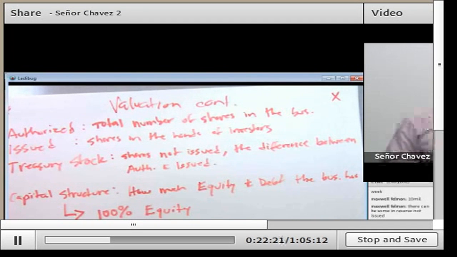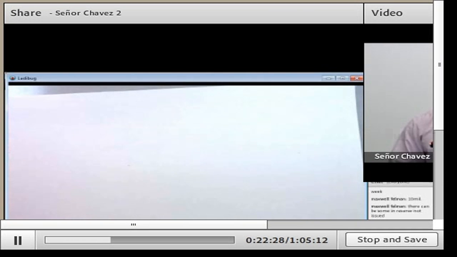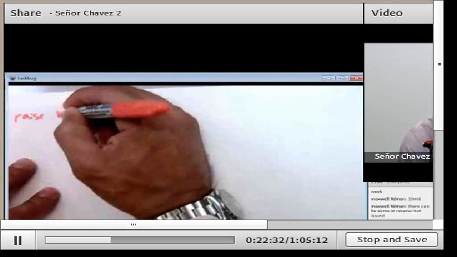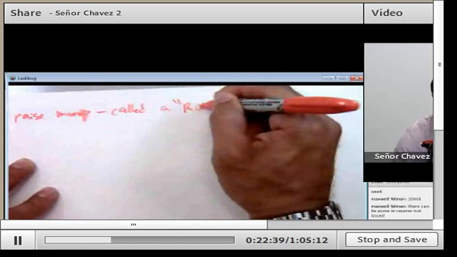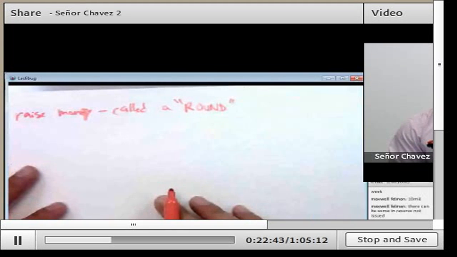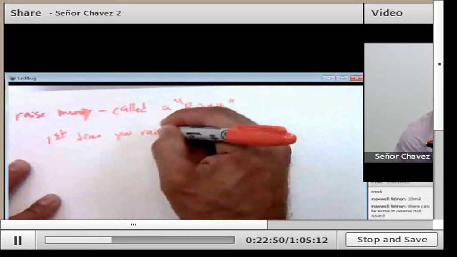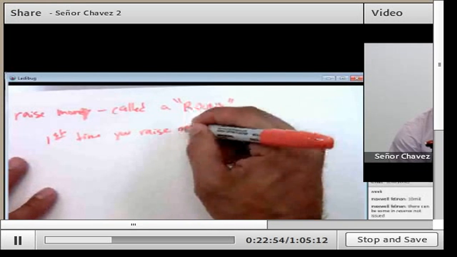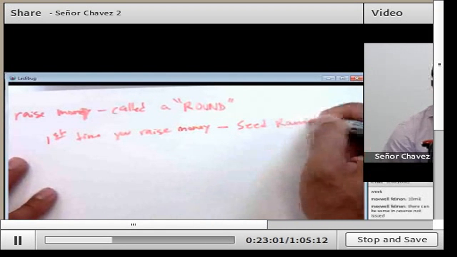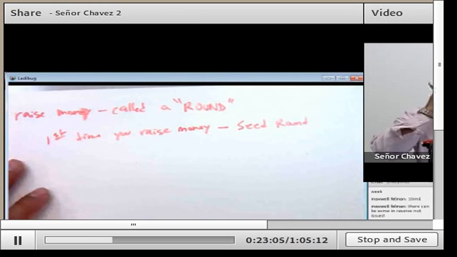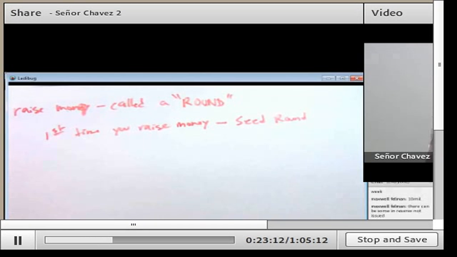Now, every time you raise money, it's called a round. Now, the first time you raise money, and this may be from the founders, it's going to be called the seed round. There are several interchangeable terms. But the first time you raise money to start your business, it's called the seed round.